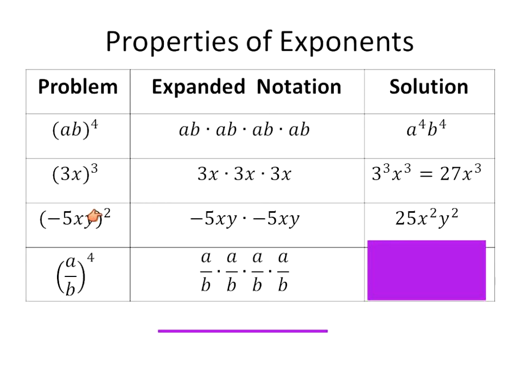The next one, I took the squared part to each part, so it's -5 squared would be 25, wouldn't it? And then x squared, y squared. So I took this to each part, including the number. And since the negative was in the parentheses, I said negative 5 squared.